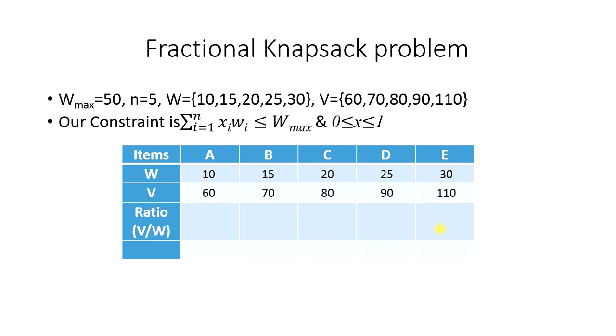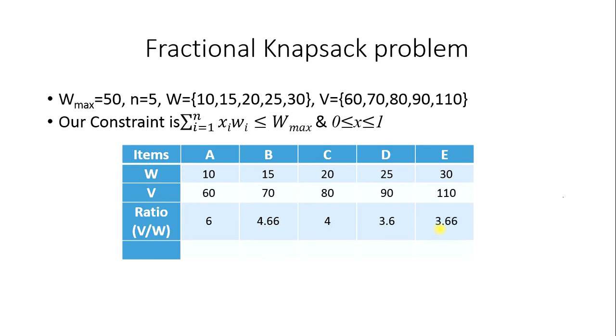The different feature from 0-1 knapsack is that in fractional knapsack we sort with respect to ratio. So first we find out the ratios. Ratio as in V upon W, that is if 10 kg has a value of $60, what is the value of 1 kg? 60 upon 10 will give you 6. The ratio is 6. The ratio for item B is 4.66. The ratio for item C is 4. The ratio for item D is 3.6. The ratio for item E is 3.66.